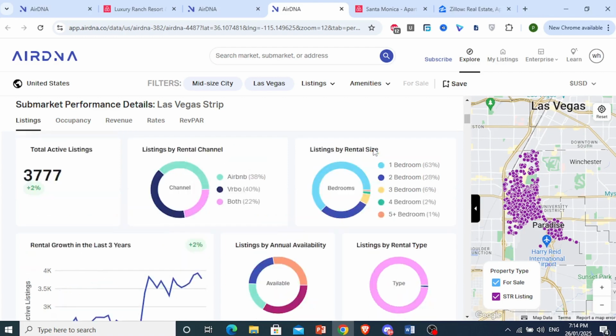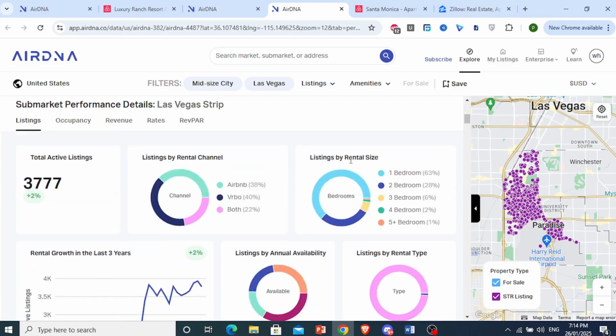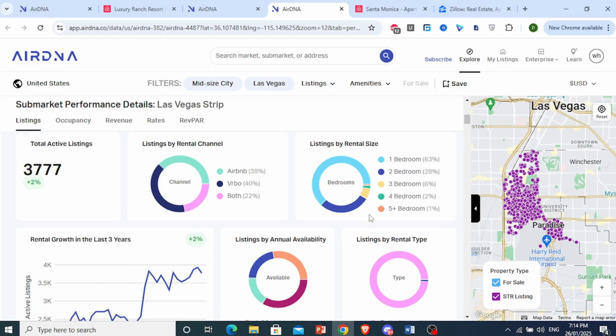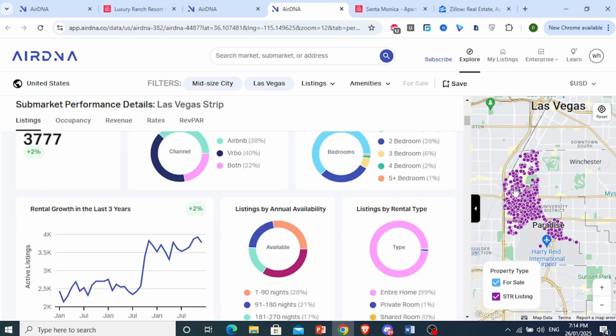And here we have a breakdown of listings by rental size. You can see that most of the properties are one-bedroom properties, two bedroom are about 28%, three bedroom 6%, four bedroom 2%, and five bedroom 1%. So what this could mean is that there could be a market gap for you right here in terms of three bedrooms or higher, right? You could go ahead and look into that. And we will be comparing some properties later on.